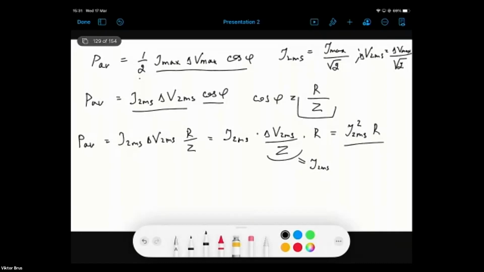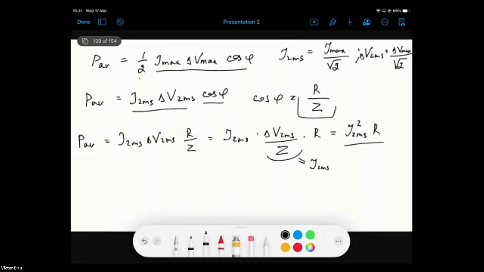This is equivalent to a DC electric circuit, and shows that the average power which is delivered to an AC electric circuit is defined only by the RMS current and the active resistance. So that means that there are no power losses associated with a pure inductor or pure capacitor in an AC circuit.